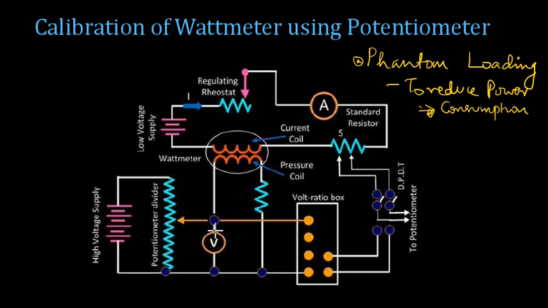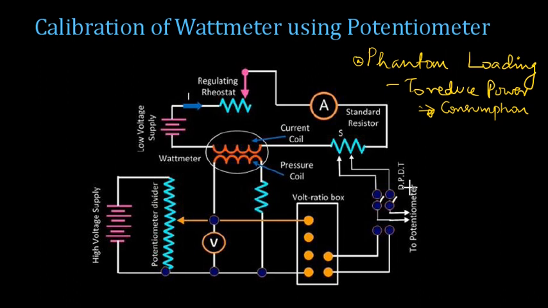Now a different normal voltage or a high voltage supply is also provided to the pressure coil circuit. Now a voltmeter is provided across this supply, and the wattmeter pressure coil is energized from this high voltage supply, and the input voltage, or the voltage that is being measured, is provided to the voltage ratio box, just as we have done in the case of a voltmeter calibration, and this output is provided to the potentiometer.